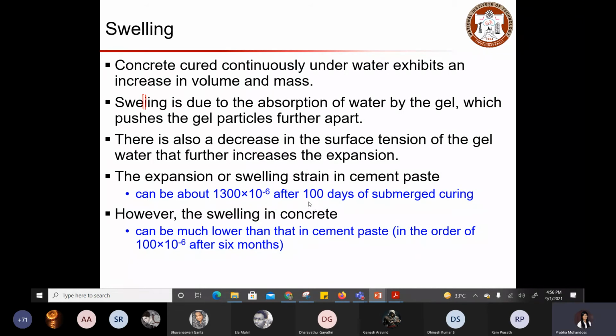So typically in concrete, the swelling will be much lower than in cement mortar, because in concrete you have some amount of aggregate as well, which will not absorb the moisture compared to your cement paste, because the moisture is getting absorbed by the gel hydrated products. So that is there in the cement paste. So the swelling will be significant in cement paste compared to your concrete, which is in the order of about 100 microstrains after 6 months.